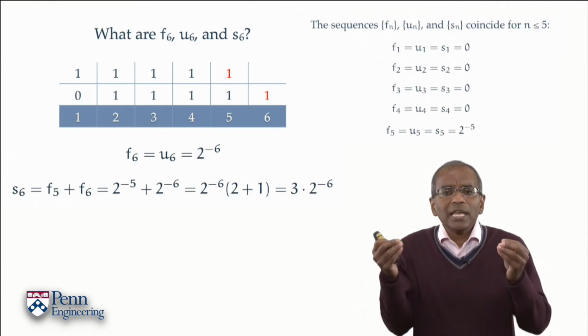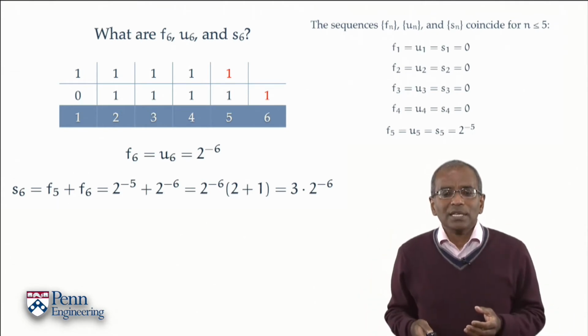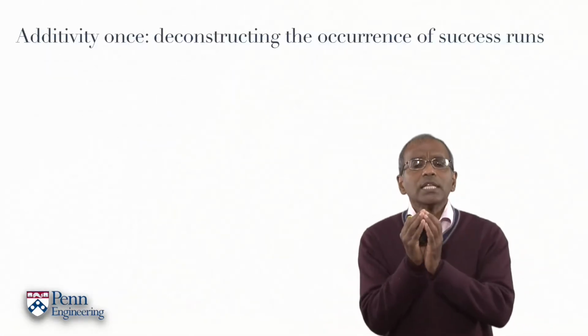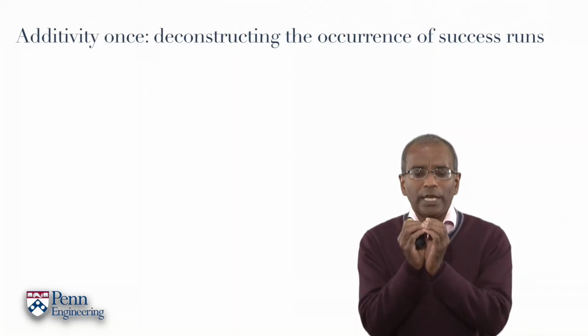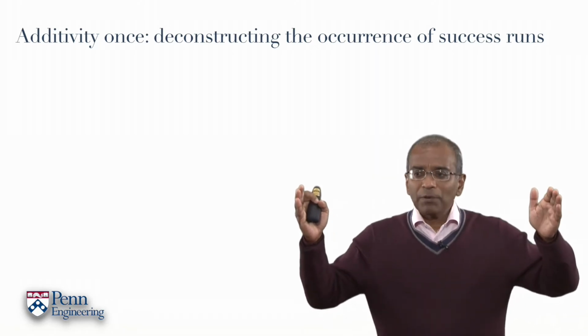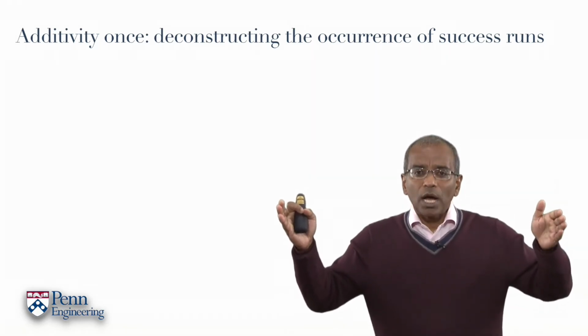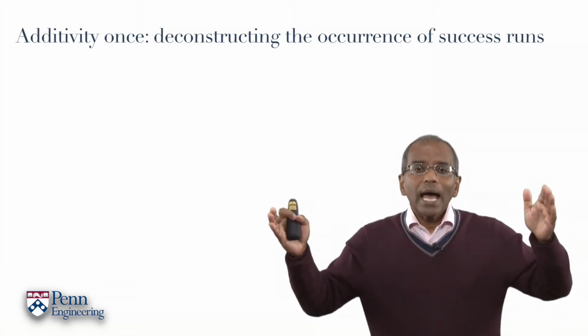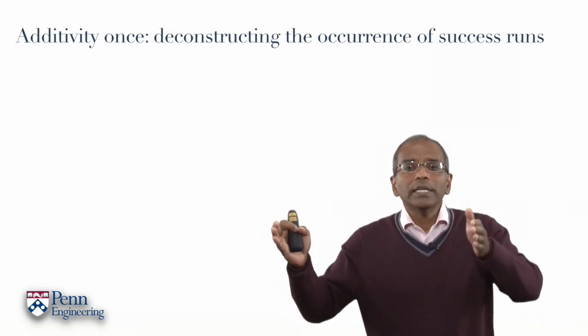And of course, a key principle is immediately suggested, that of additivity, partitioning the problem into proper pieces. So let's start by deconstructing the occurrence of success runs again. Suppose we are looking at trial n, and we are asking, what is the chance, Sn, that there is a success run of length 5 at or before the nth trial?